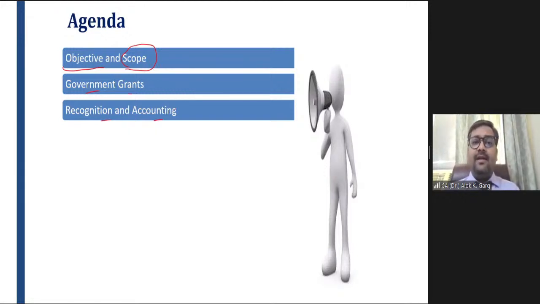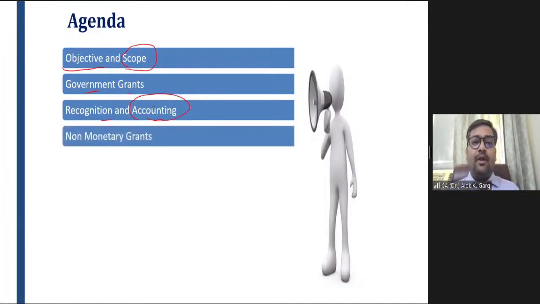When I say recognition and accounting, I'll discuss when a government grant is going to be recognized in the books of accounts. When can you say that yes, it is my income? Because government has given me some support in terms of money, and this is my income, this is the benefit which is flowing into me. We are also going to discuss the accounting of government grants, that is, how this government grant is accounted for.